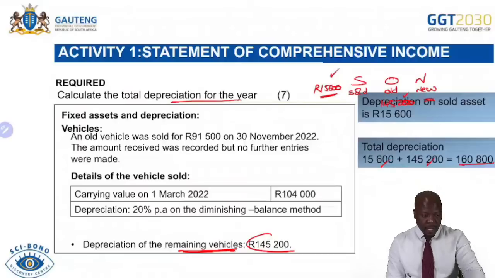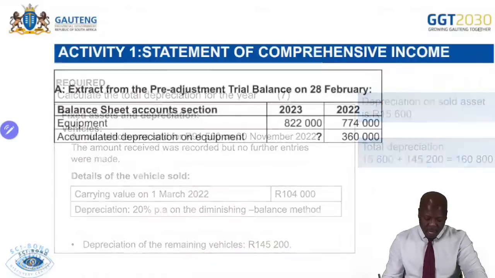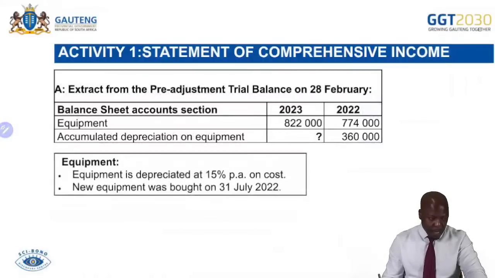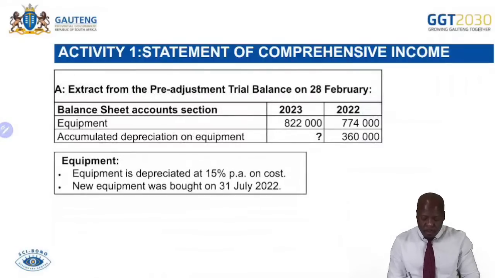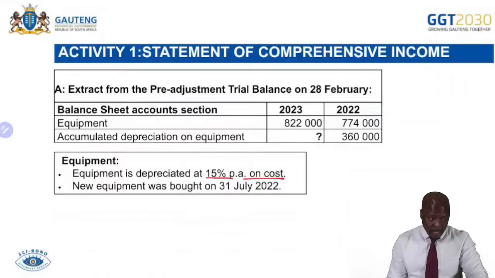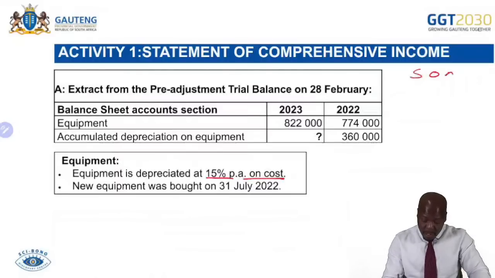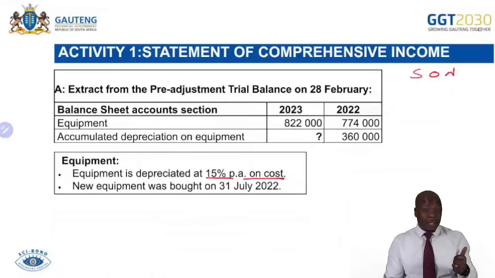Okay. Let's go and see if we can calculate depreciation for equipment. We are told equipment is depreciated at 15% per annum on cost. That therefore means I need to calculate depreciation. Remember what I said earlier on. When we calculate depreciation, we need to remember the SUN. What does the S stand for? Sold. The O, old. And lastly, the N, new. All right. So here we can see that we have no equipment sold.